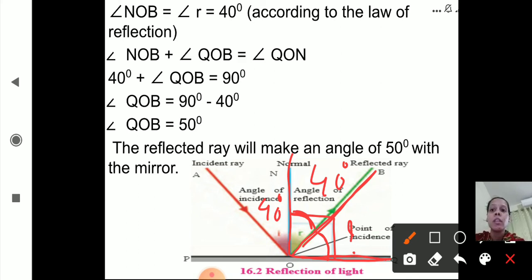Now this whole is 90 degree. In this is 40 degree. Angle of reflection is 40 degree. So these we can find out, 90 minus 40. So 90 minus 40 is what? 50 degree. Therefore angle QOB is equal to 50 degree. And the final statement is, the reflected ray will make an angle of 50 degree with the mirror. Okay. I hope we are clear with the fourth sum.